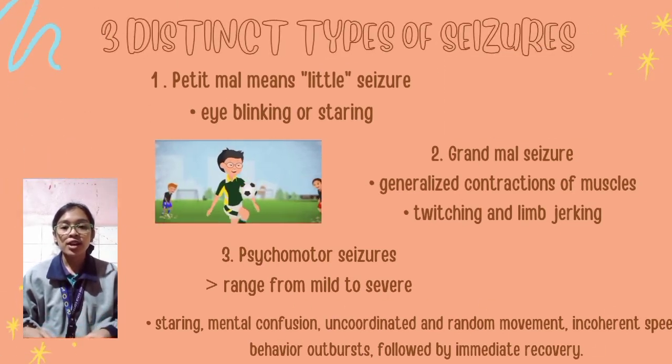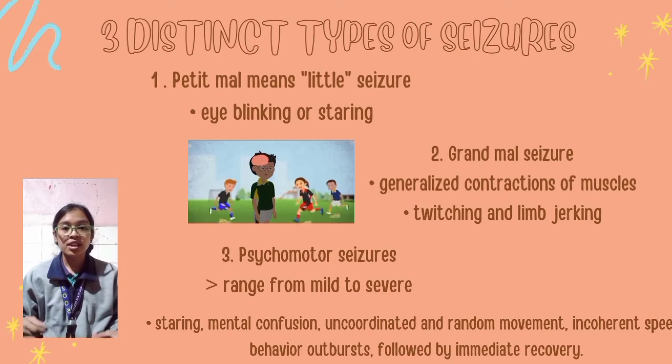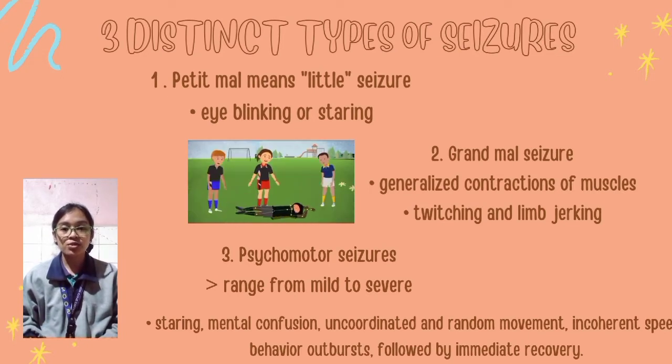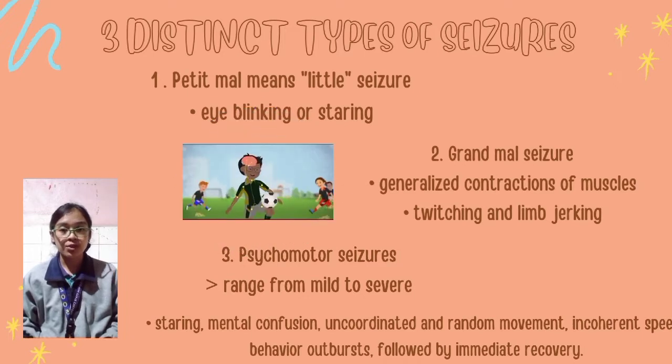Number 2, grand mal seizures, characterized by generalized contractions of muscles, twitching, and limb jerking. Grand mal seizures are those seizures where a person falls to the ground because they lose body control caused by a sudden involuntary twitching or jerking of muscles.